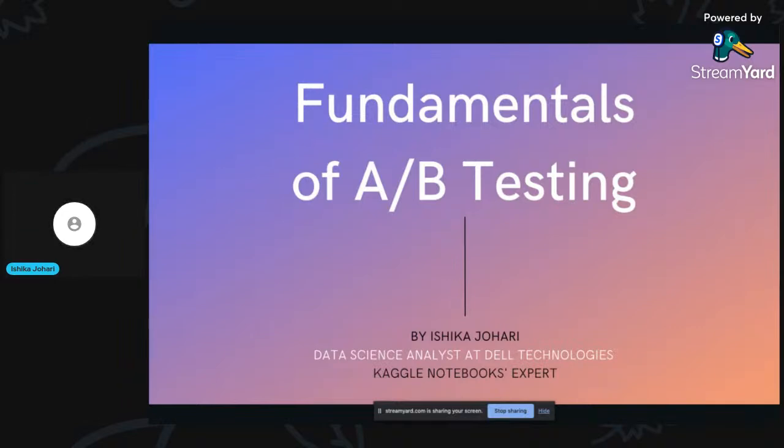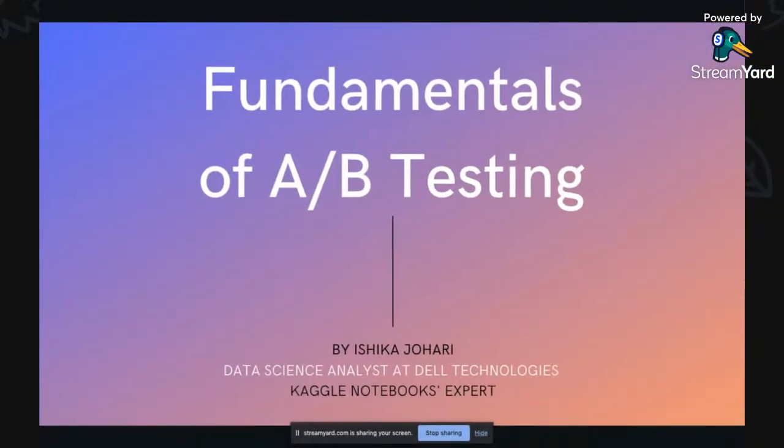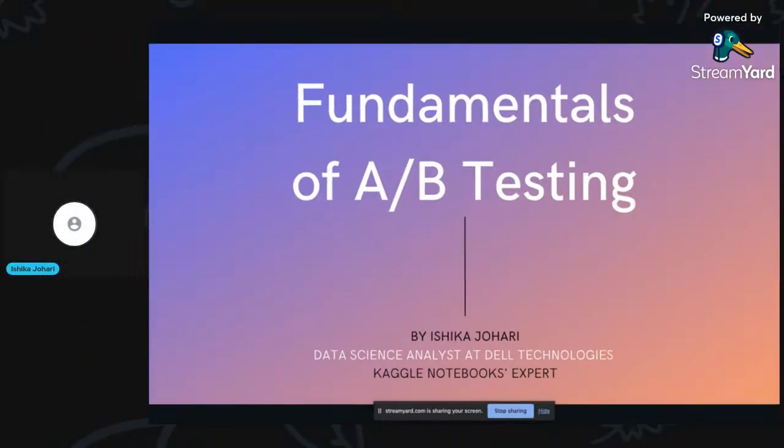Hi, everybody. This is Ishika, Ishika Johari. So, a little bit about myself. I'm currently working as a data science analyst at Dell Technologies. It's my first year, so I'm also pretty new to it. And yeah, I just graduated last year, did my BTech in computer science, computers and communication engineering.